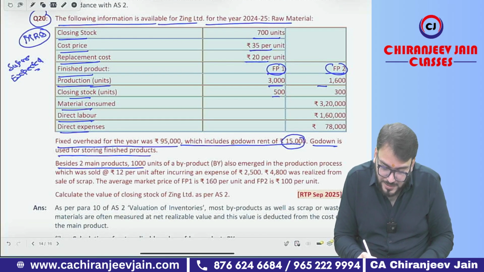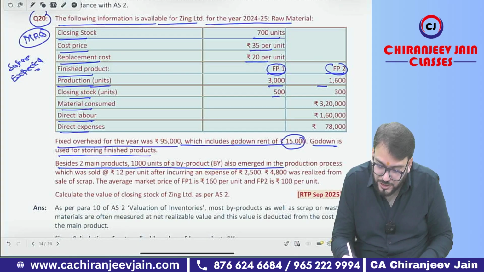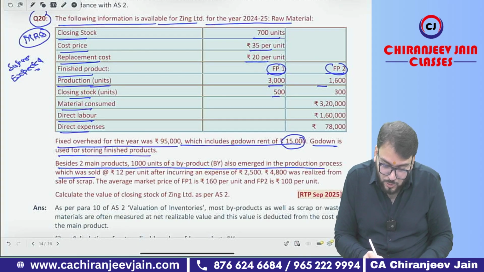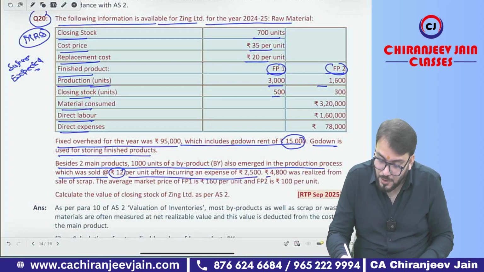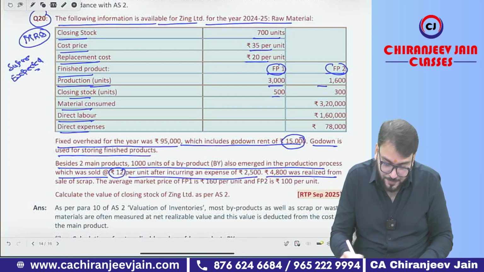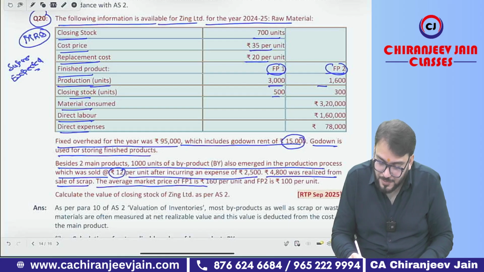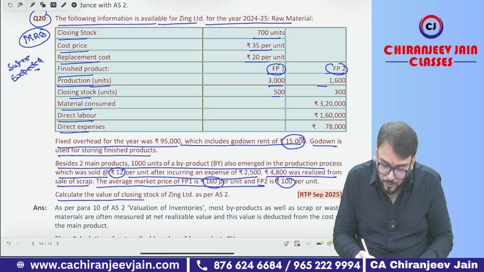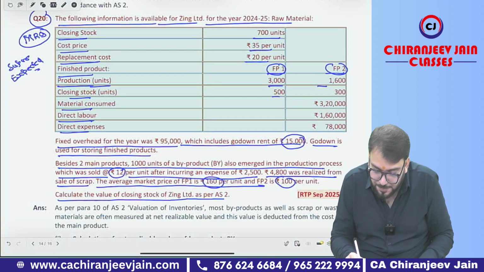Besides the two main products, 1,000 units of byproduct also emerged in the production process, which was sold at 12 per unit after incurring an expense of 2,500. 4,800 was realized from the sale of scrap. The average market price of FP1 and FP2 is 160 and 100. Calculate the value of closing stock as per AS 2.